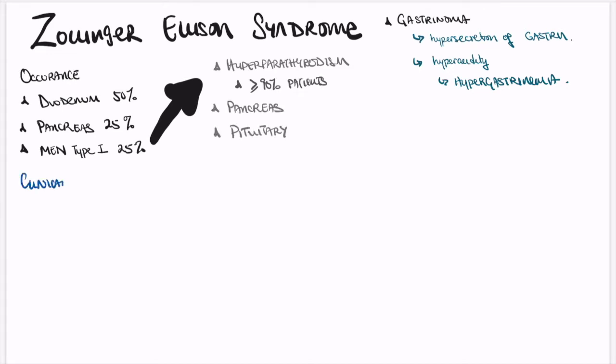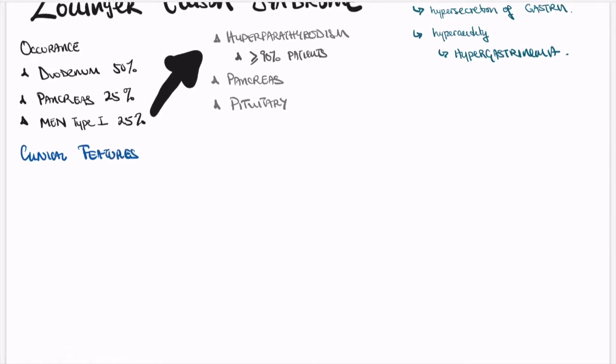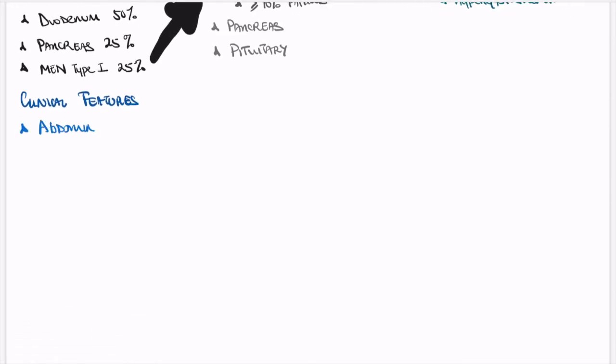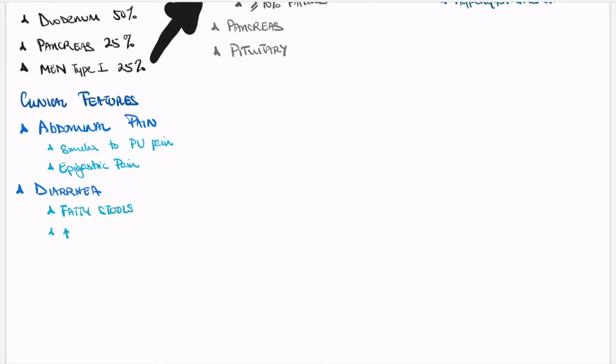Let's look at the key clinical features first. The key symptom is abdominal pain. The abdominal pain is due to the peptic ulcers and are usually seen in multiples and can mimic severe epigastric pain. The second most common symptom is diarrhea. The diarrhea is due to mucosal damage by activated pepsinogens from excessive acid secretion. The bile acid insolubility because of this and the inactivation of pancreatic enzymes leads to fatty stools.